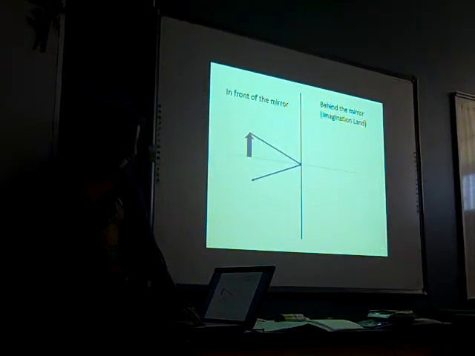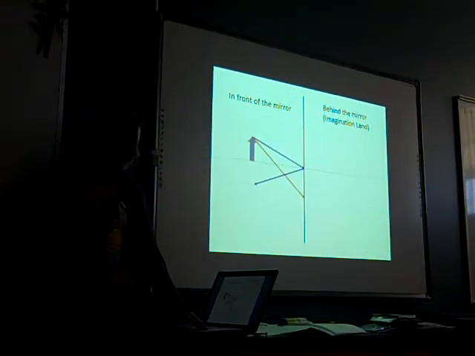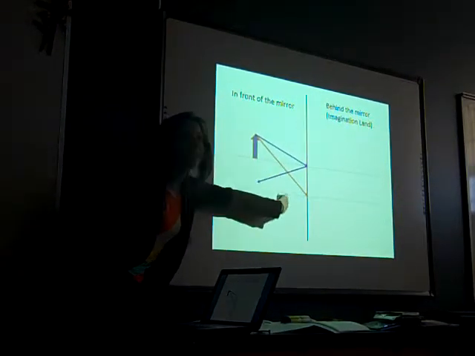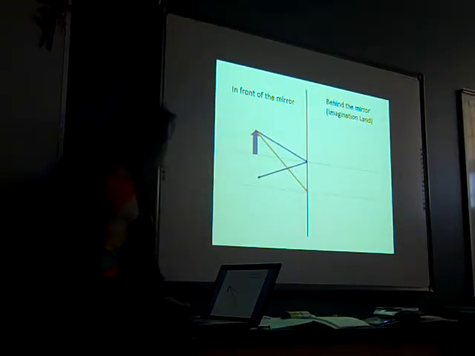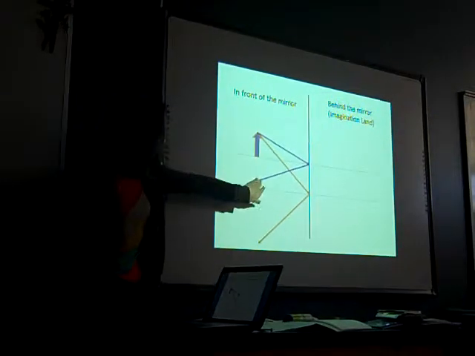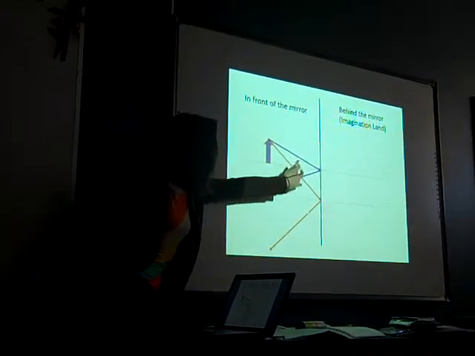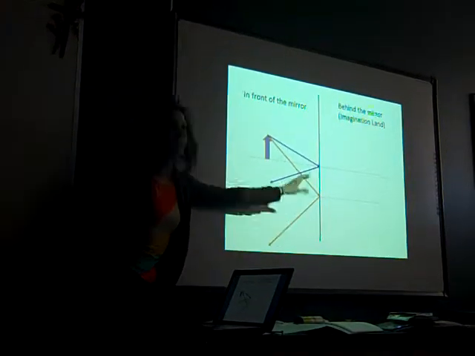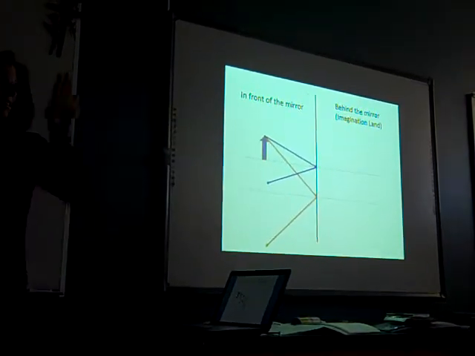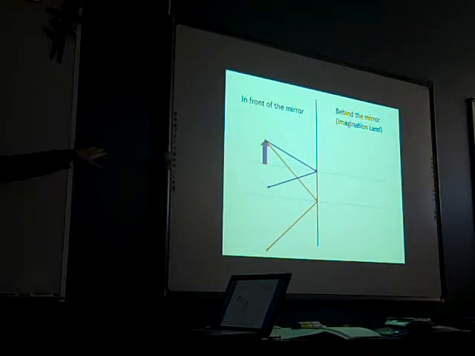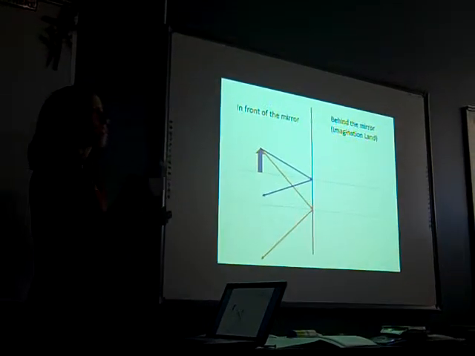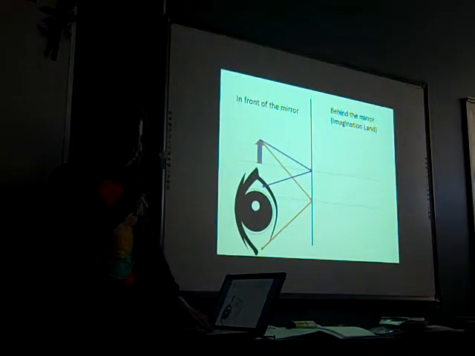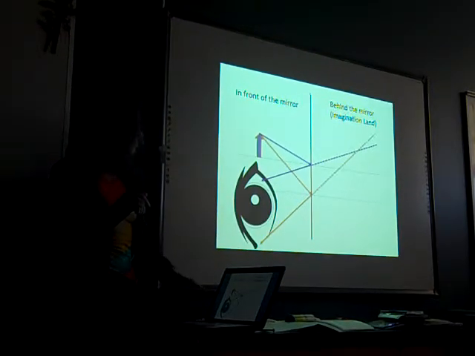But if I draw another one, and then I draw the normal, this one has a different angle of incidence, so it's going to have a different angle of reflection, just like before. So you've got angle of incidence, angle of reflection, angle of incidence, and angle of reflection. Neither one of these two rays is going to converge or cross one another in the real world, in front of the mirror. The only way they can cross one another or converge is if you have your eye trace them back behind the mirror.